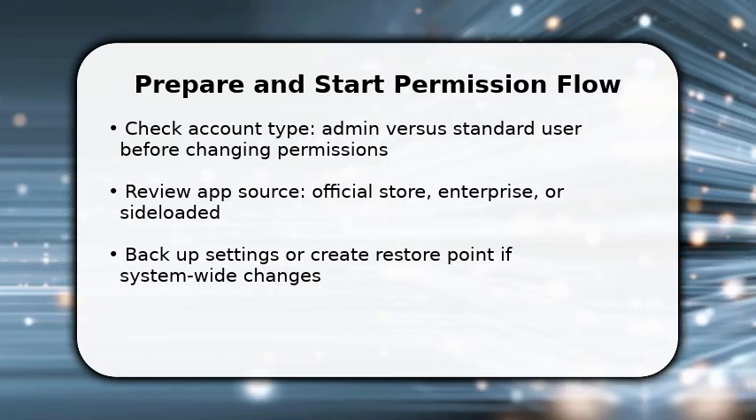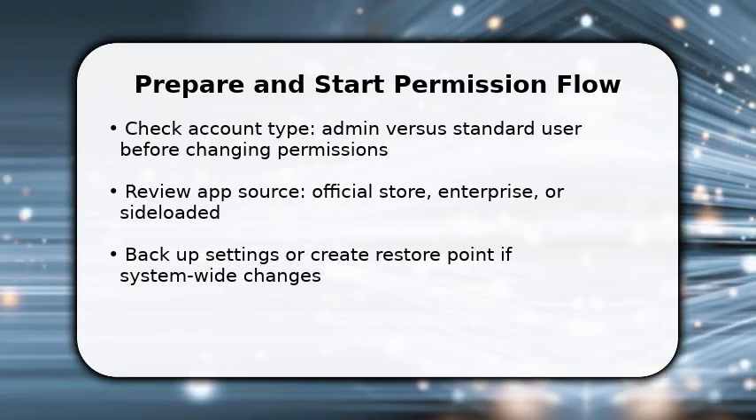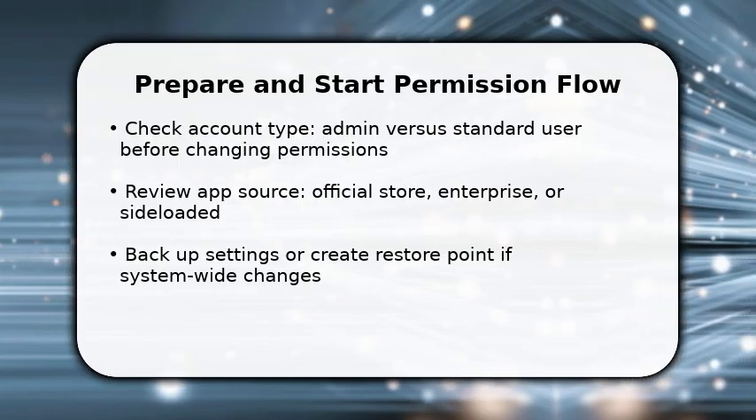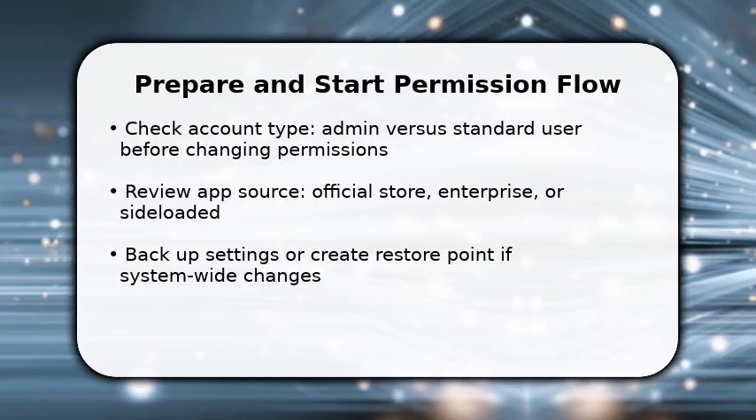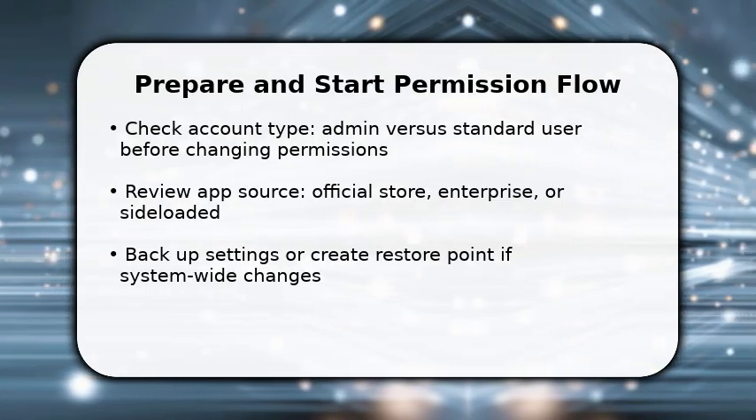Once visible, make sure to note sensitive scopes like location, camera, contacts. Those need extra caution. If changes affect many users, draft a brief rollback plan. Otherwise, proceed to grant only what the app actually requires.